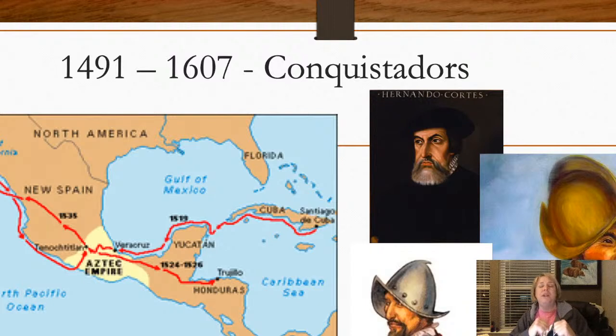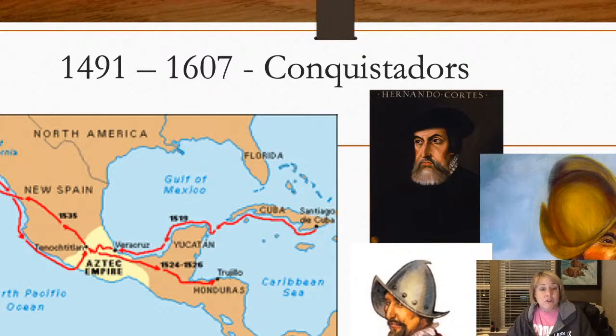So keep the Columbian Exchange in mind. Remember, it was an exchange of food, of animals, and of disease, okay? And now that I think about it, I do have a slide, so I'll probably repeat that. The group that's going to come in following Columbus is going to be the conquistadors.